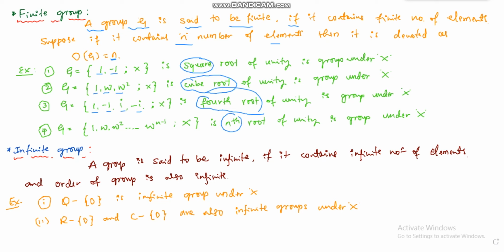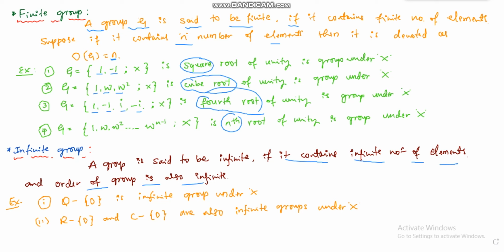Next we go for the infinite group. We know the finite group already, so now we go for the infinite group. A group is said to be infinite if it contains an infinite number of elements, and the order of the group is also infinite.